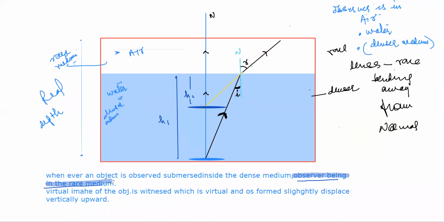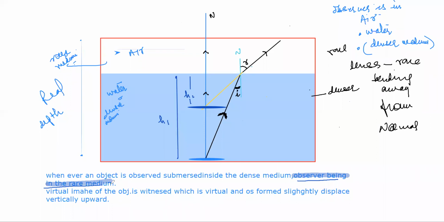Because in the vice versa condition, this concept might not happen. You might not have this phenomenon when light travels from denser to rare. I will tell you later on what happens in that case. But right now you can write that whenever an object is observed by an observer standing in the rare medium such that the object is in the denser medium, the object is observed slightly upward displaced from its original position.